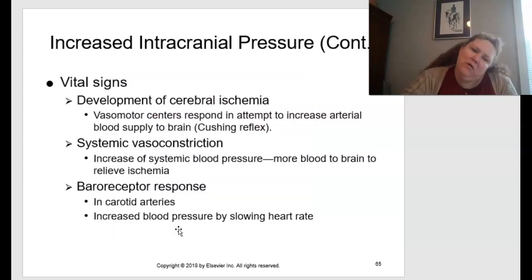So what about our vital signs? Well, this can cause a development of cerebral ischemia, and this can be where the vasomotor centers respond and attempt to increase arterial blood supply to the brain, kind of like a Cushing's reflex. You can also have systemic vasoconstriction, and this would be an increase of systemic blood pressure where you have more blood to the brain to relieve the ischemia. You can also have a baroreceptor response, and this can occur in the carotid arteries, and this is where increased blood pressure is occurring by having a slowing heart rate.